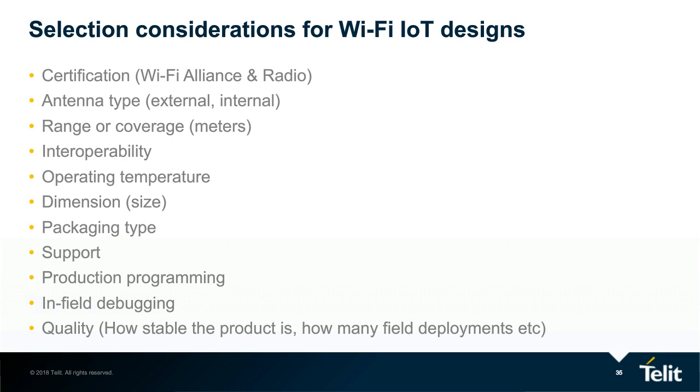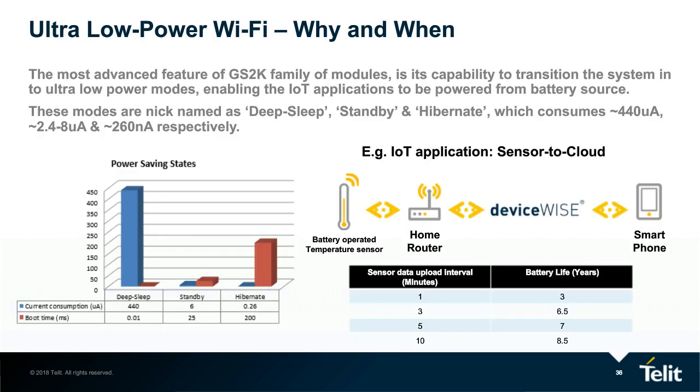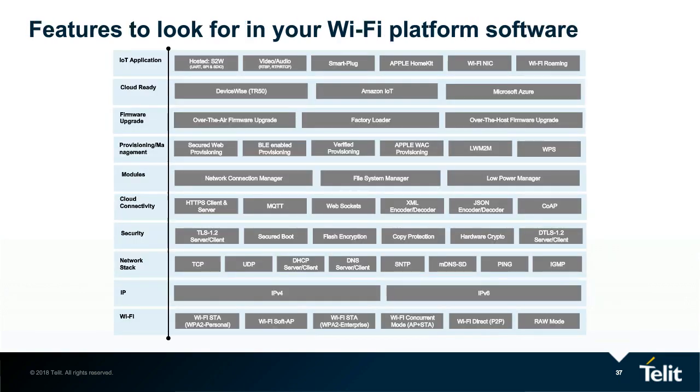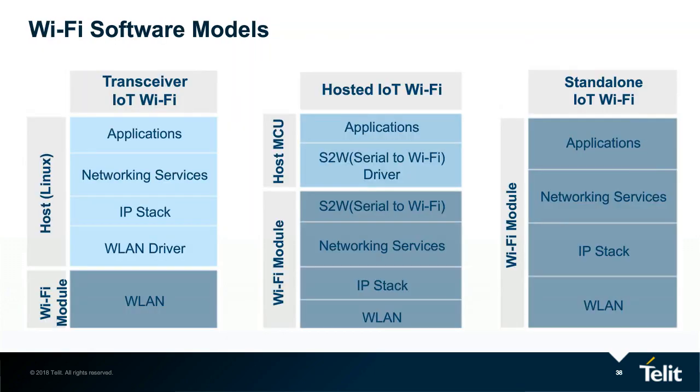Moving on, I think we have already covered this slide when we talked about low-power Wi-Fi, on the platform side. Now, this slide I put here particularly to give an overview of the various software models prevailing in the industry now, to help you make the right decision. You can see there are three different models in the market today.